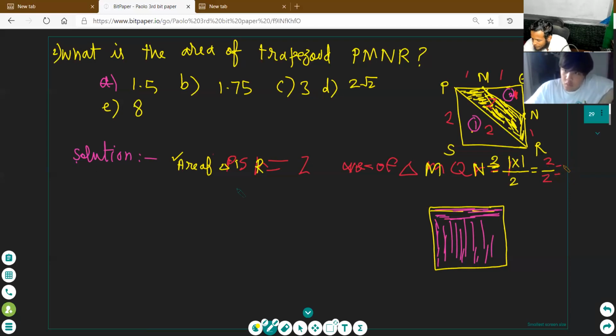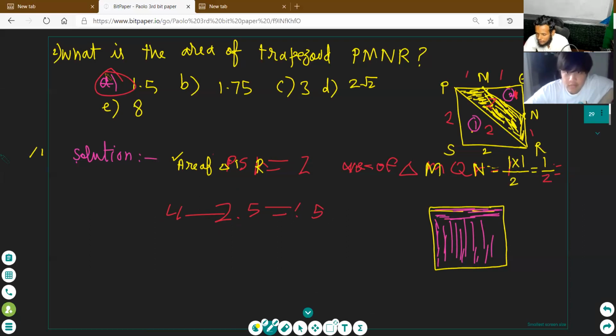Not 2. 1 times 1. This 2 is here, not here. So that would be 0.5. Yes, this is 1 upon 2. Without solving, you can make mistakes, okay? So the answer is A.